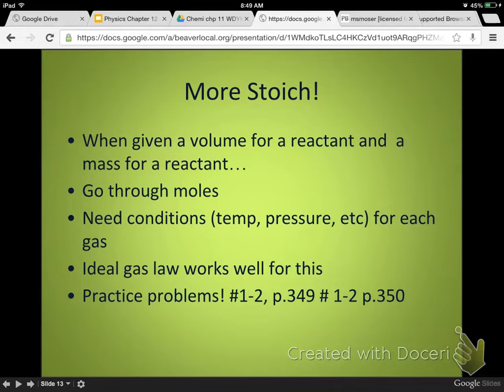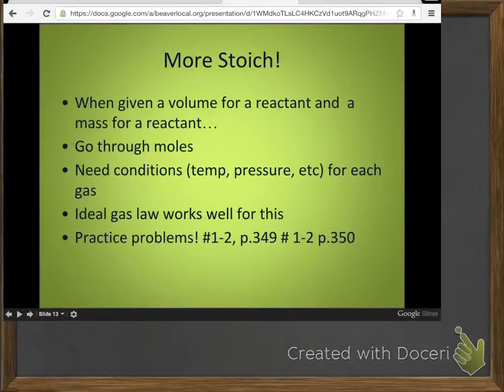And I'll note here, if you've got a volume for one thing and a mass for something else, you do have to go through moles. That's where you have to do the stoichiometric conversions. And you just have to have the pressure, temperature, all that stuff for everything. So we won't do a whole lot of practice with this. We won't go any further with the gas stoichiometry than what we did on the quiz. I anticipate you'll have like 3 problems, pick 2, something like that, on the test.